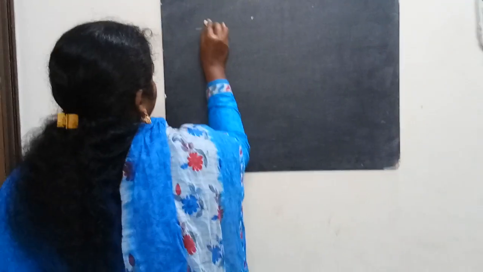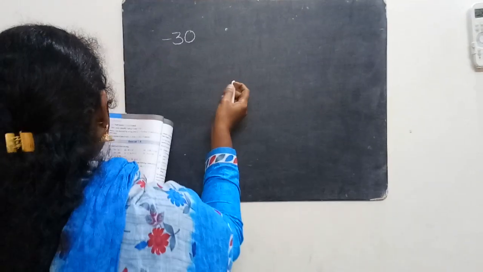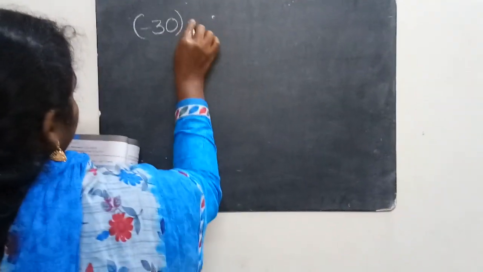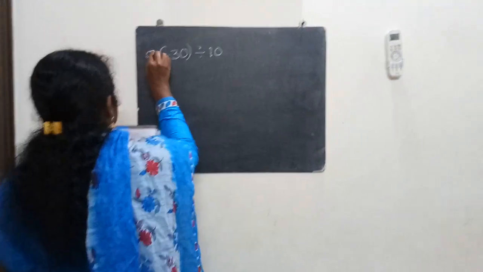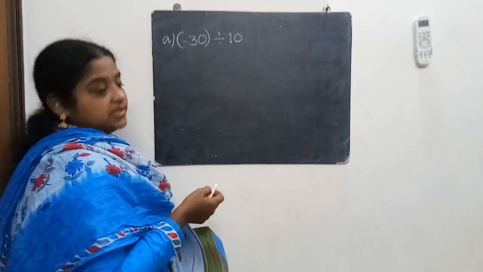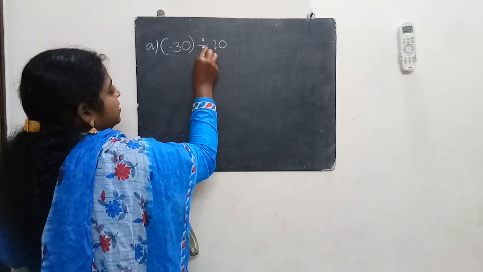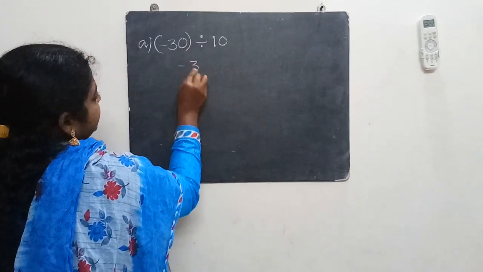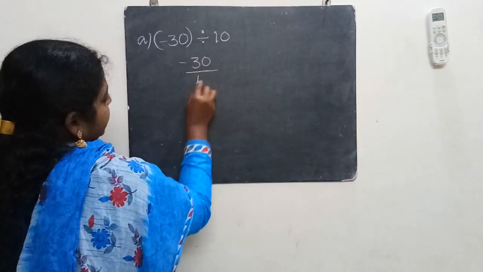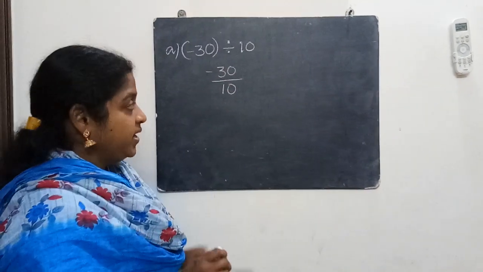Children, now we will see exercise 1.4. Evaluate each of the following. The first one is minus 30 divided by 10. This is A1. Here you can see the division symbol is there. How can we write this? Minus 30 by 10.